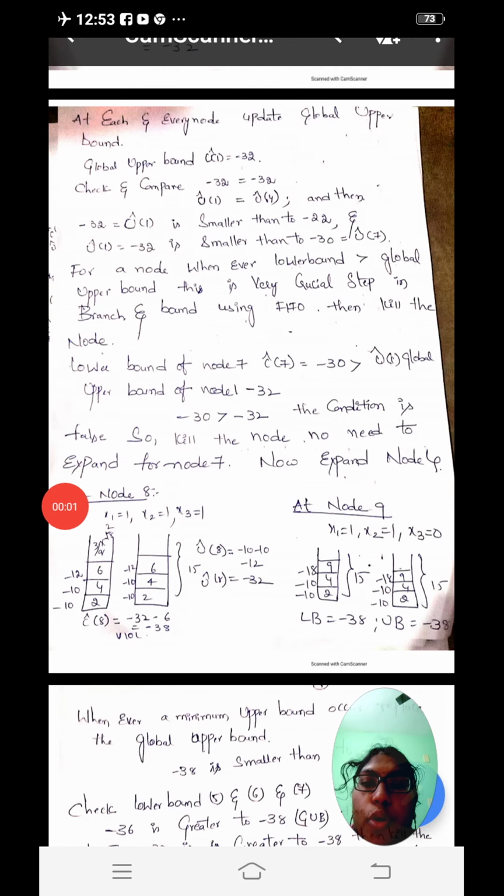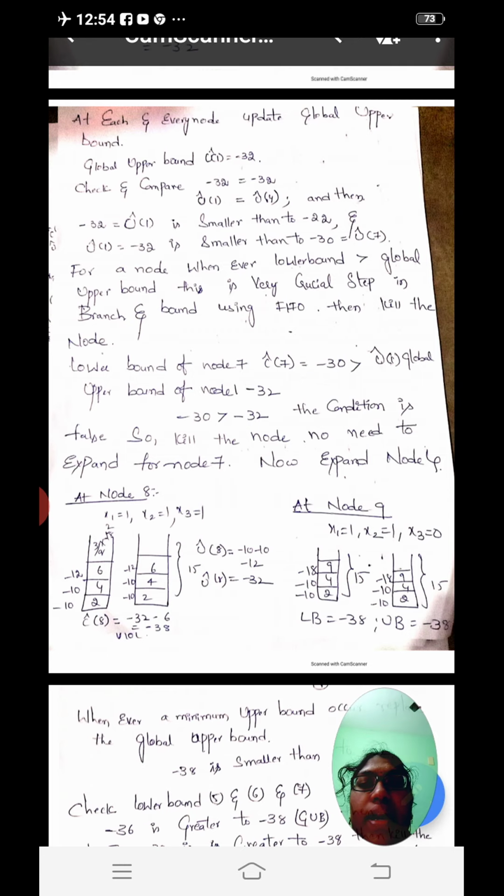Next half of the problem I will discuss here now. Listen carefully, all of you. Lower bound of node 7, C cap of 7, is equal to minus 30. In the sense, lower bound minus 30 is greater than upper bound of 1, the global upper bound of node 1, which is minus 32. Yes, the condition is false. So we have to kill the condition.